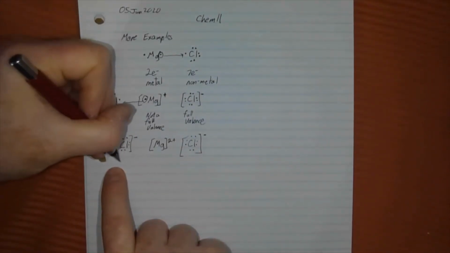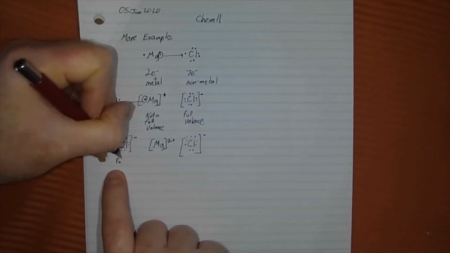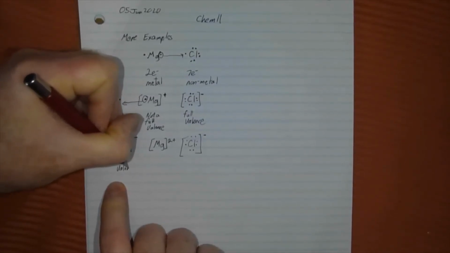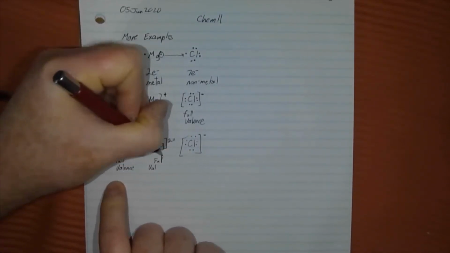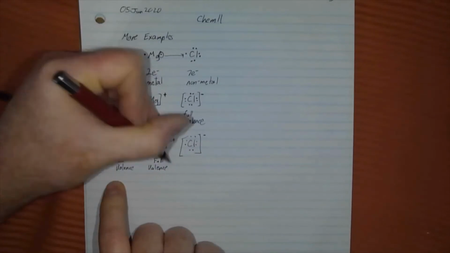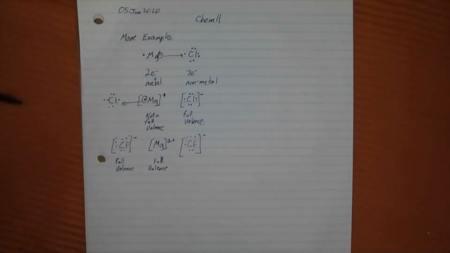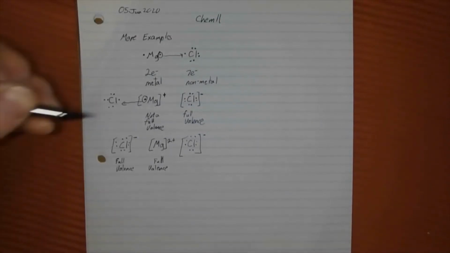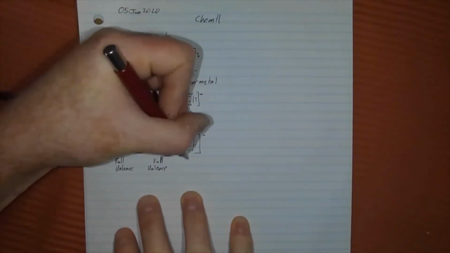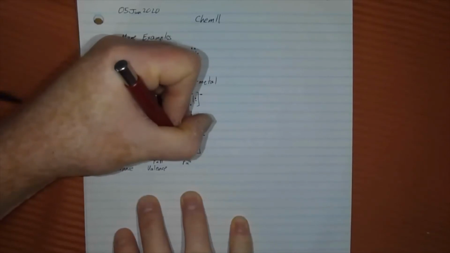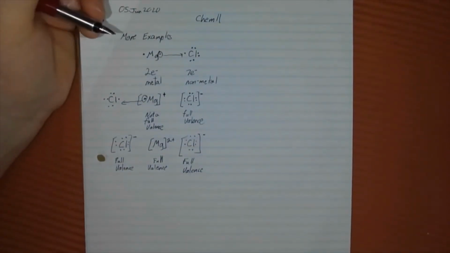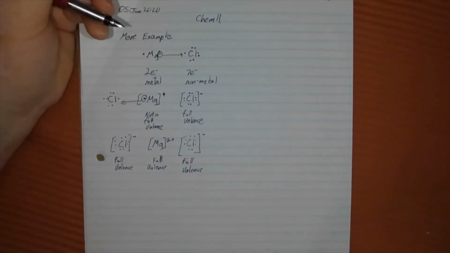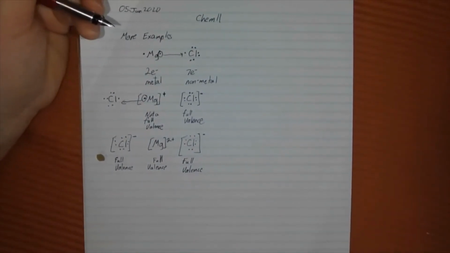Now, all of these have a full valence. The valence is full. This has a full valence. It has no electrons, meaning it's got the isoelectronic state similar to its closest noble gas. And then this chlorine has a full valence. Okay, everything has a full valence. Now we're happy. So let's double check to make sure our charges all add up.